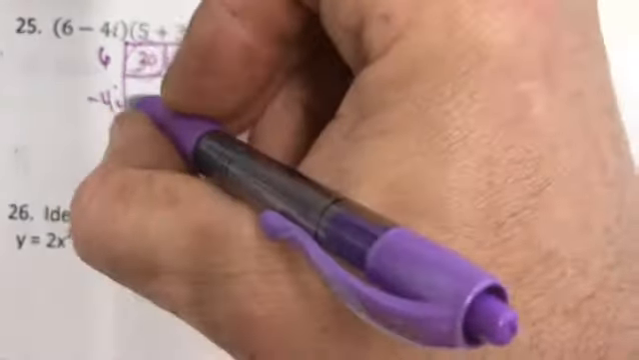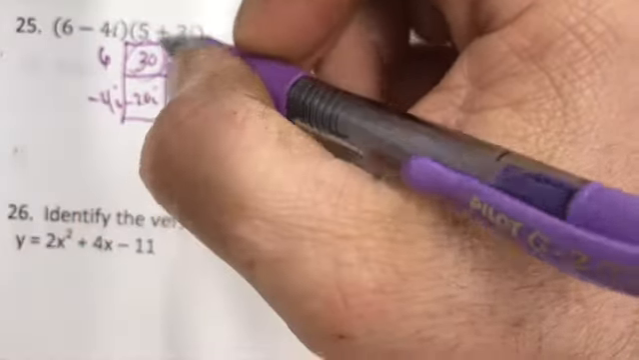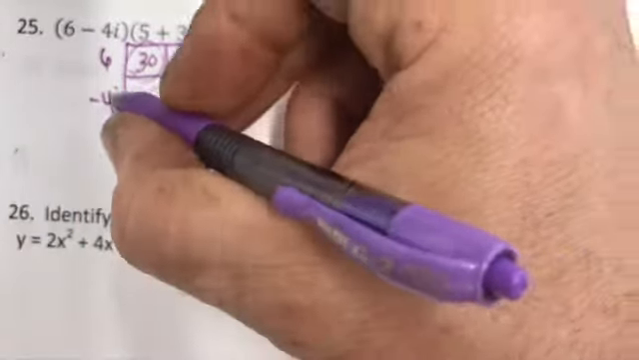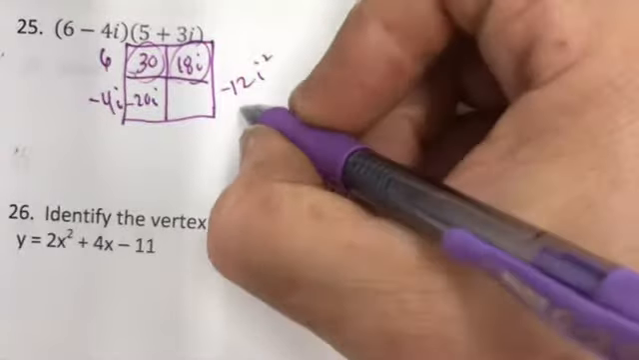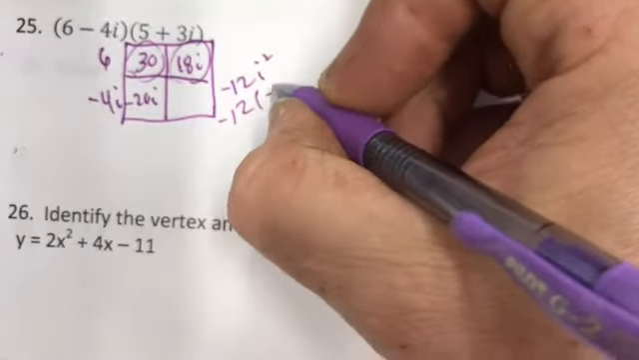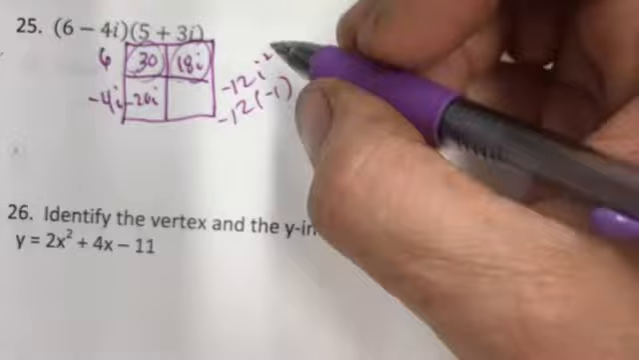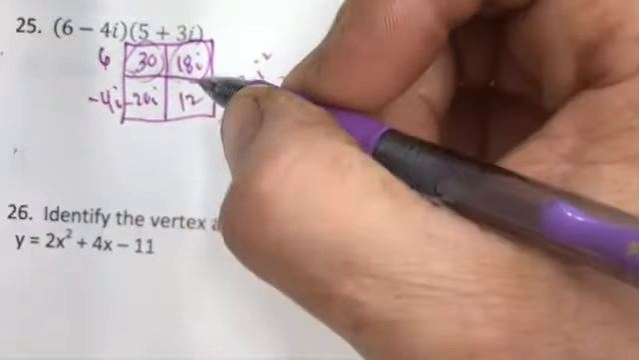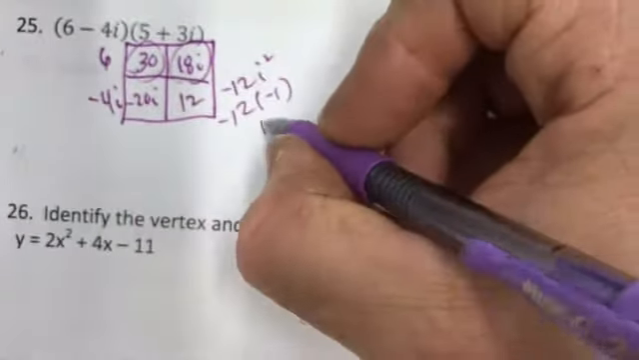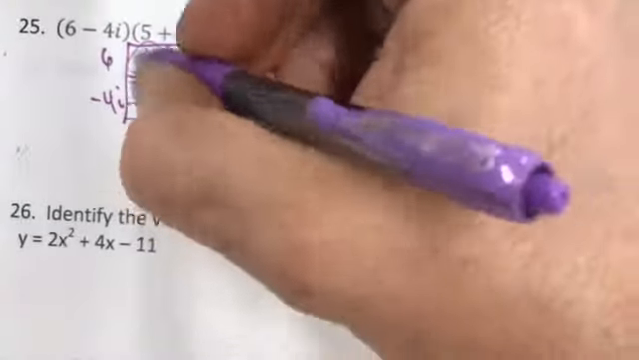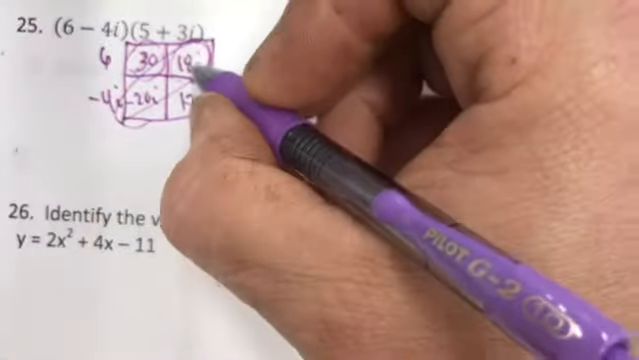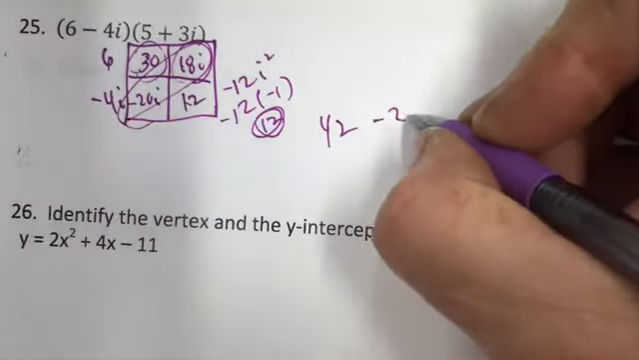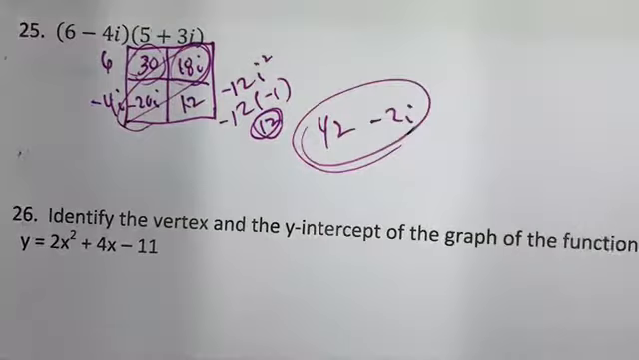Down here, -4i times 5 is -20i. And then this last one, I've got -4i times 3i. Well, -4 times 3 is -12. i times i is i squared. Well, i squared is -1. So -12 times -1 is a +12. So now these two go together. 30 plus 12 is 42. If I add these right here, 18i plus -20i is -2i. And so there's my answer right there.